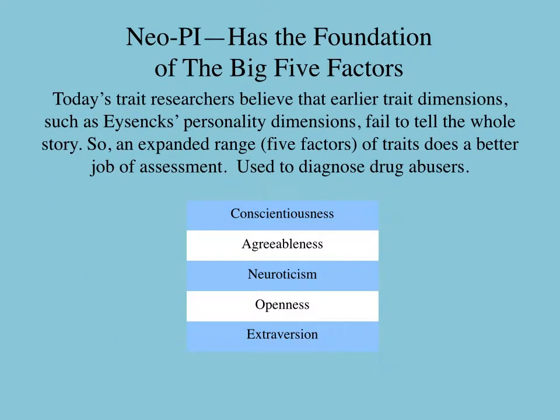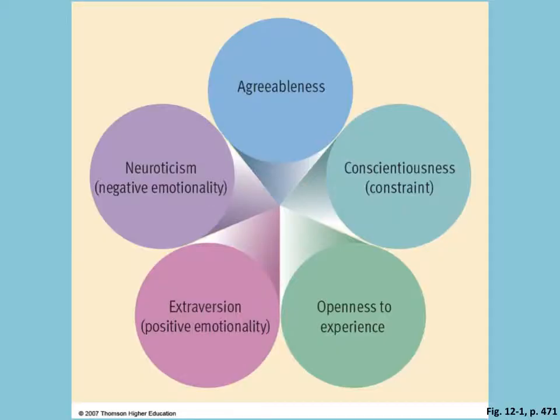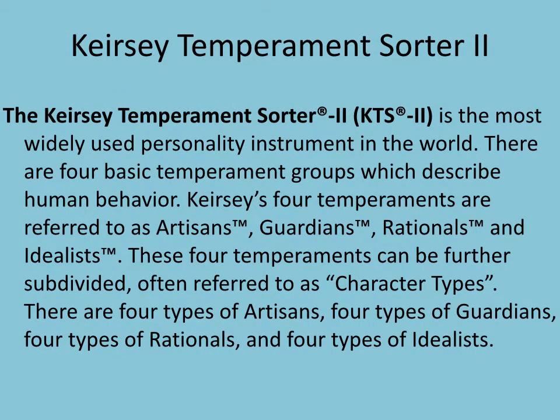Now, the NEO-PI is another big one. The NEO-PI takes the EPQ and bumps it up a little bit more. It's foundation is the Big Five, which is your OCEAN. Openness, conscientiousness, agreeableness, neuroticism, and extroversion are all of your components that go into it. And the NEO-PI is used to diagnose drug abuse. So that's pretty cool.